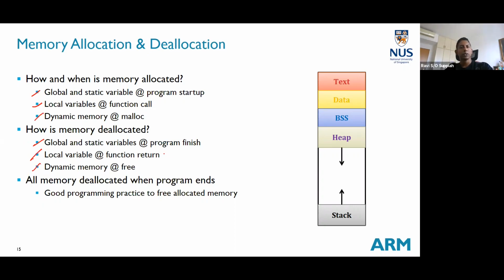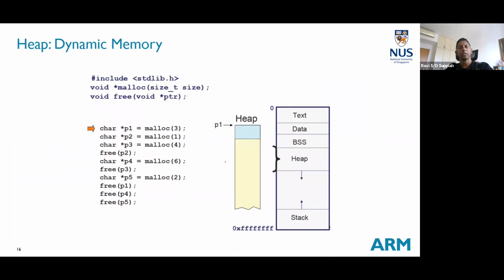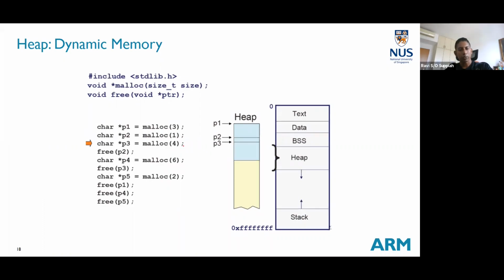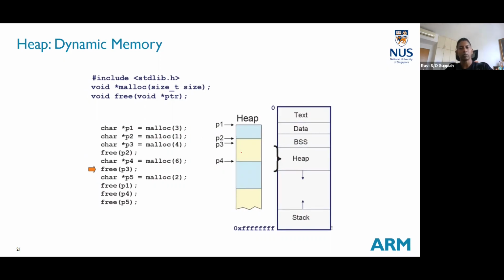Okay, so let's look at an example here. In this case, you have a malloc function, and you're allocating different chunks of memory. First I allocate 3 blocks of memory, so malloc, and I assign it to P1, and then I allocate 1 block of memory, and then another 4 blocks of memory, and then I do a free. So when I free, I free up this space over here. Then I allocate another memory for 6 blocks, and then I free P3. So P3 that was there also gets freed up.